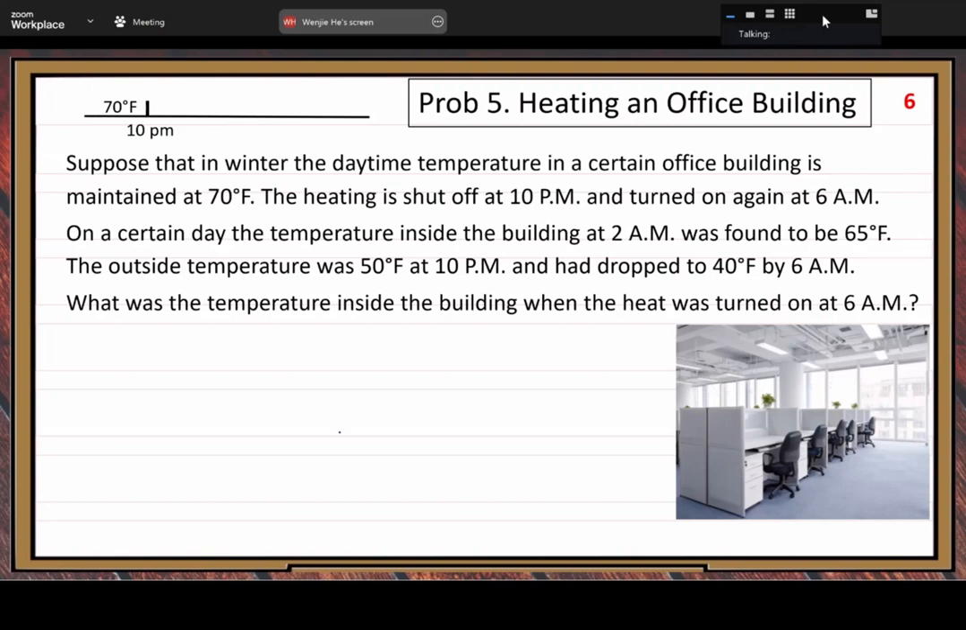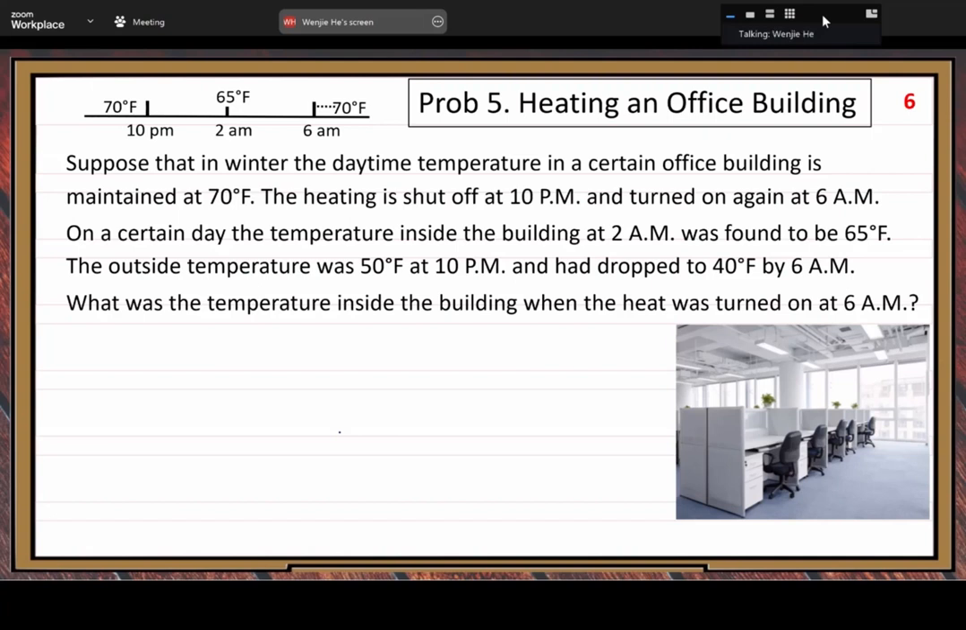Another point, 6 a.m. The room temperature, because the air conditioner is turned on after that point, it takes some time to get to 70 degrees, but that part is not important. Then another point in the middle, 2 a.m., right in the middle between these 2 points, 65 degrees.